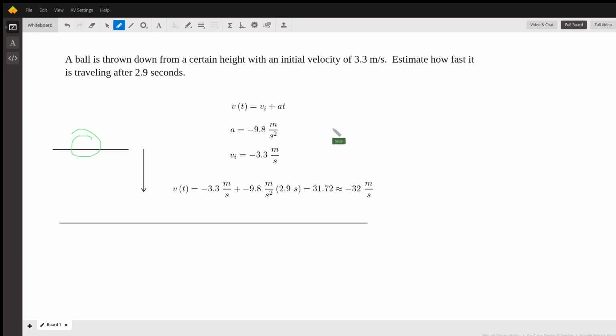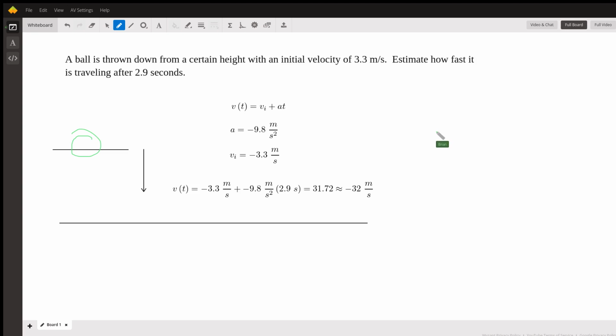If we were throwing a ball from the ground up into the air, the acceleration would be the same, but the initial velocity, if we were throwing it upwards, and let's say it was 3.3 meters per second, the sign would be different. So I wanted to just delve into that. It's always important to keep in mind what the question is asking, and especially when dealing with velocities, direction is important.